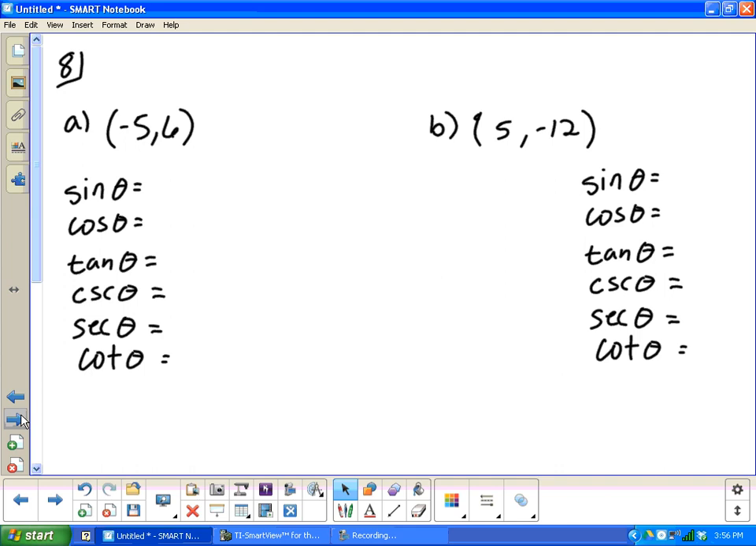Okay, number 8, we're given basically an ordered pair, and we have to fill in all 6 ratios for that ordered pair. So there are things you can memorize here to get the ratios for the ordered pair. But instead of trying to memorize a bunch of ratios here, we can do all this from just drawing a simple triangle. So we'll draw the triangle here for letter A. So negative 5, 6 would be somewhere right there. So the angle would go through that point and terminate at that point.